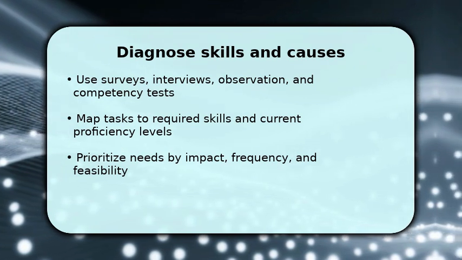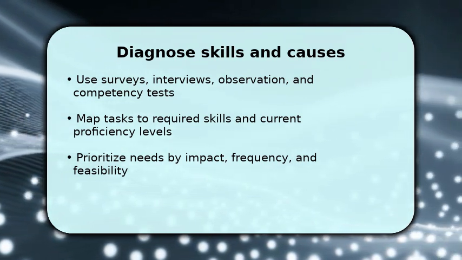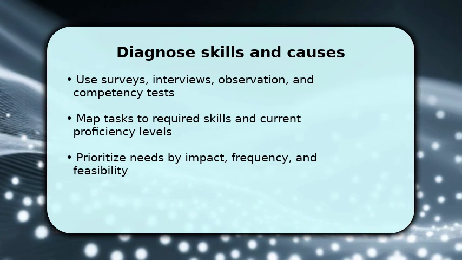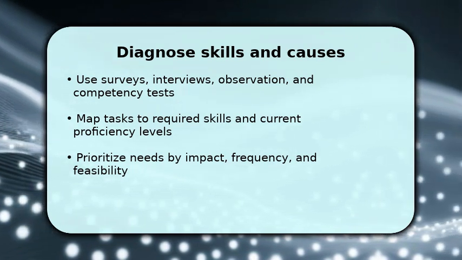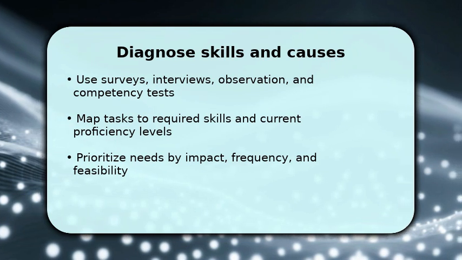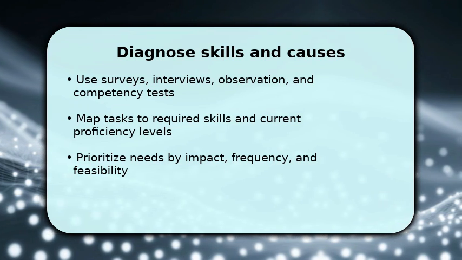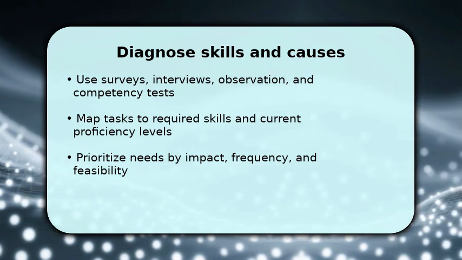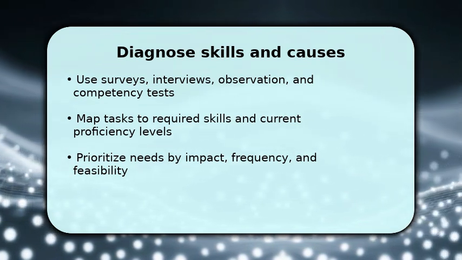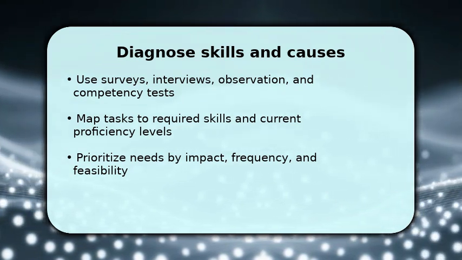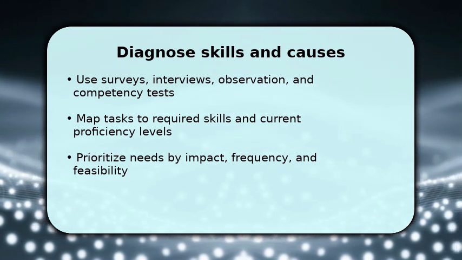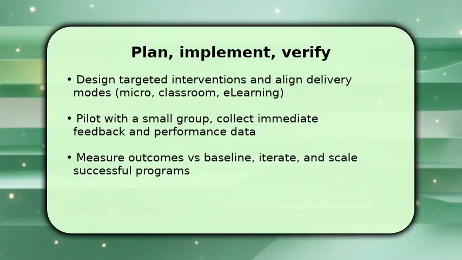As you analyze, map each task to the skills required and compare with current proficiency. Once patterns emerge, prioritize training needs by business impact, frequency of the task, and feasibility within budget. Make sure to separate knowledge gaps from systemic issues like process or tools, so you avoid training that won't fix the real problem. You finalize by designing targeted interventions.